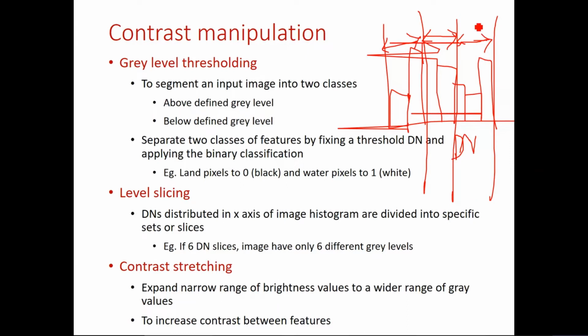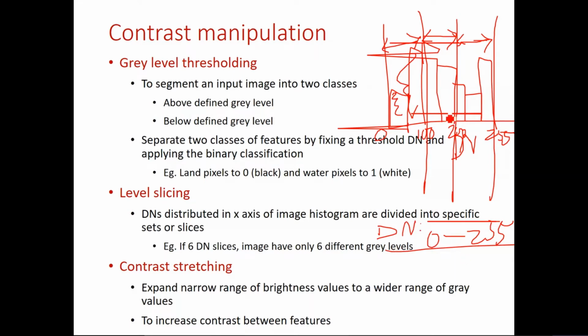So these DNs are distributed on the x-axis of the image histogram, as I mentioned, and they are then divided into specific sets or slices, as I just showed. So all DNs in a specific slice are displayed as the same DN in the image. Suppose we are considering DNs in the range of 0 to 255. Suppose this is 0, suppose this is 100, suppose this is 200, suppose this is 255. So actually we have 256 DNs in that image, probably, right?